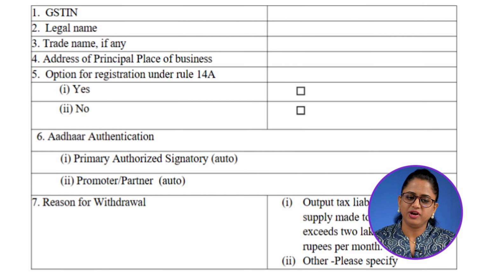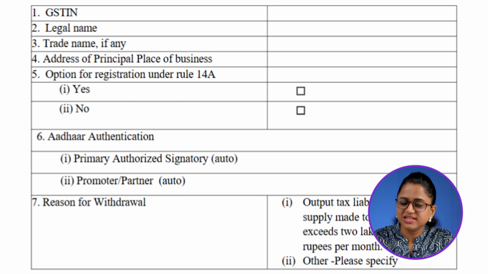You need to fill in the following details: your GST number, legal name, address of your principal place of business, and option for registration under Rule 14A. This option is automatically selected as no. After that, you need to do the Aadhaar authentication of one primary authorized signatory and at least one promoter or partner. And then you need to mention your reason for withdrawal.